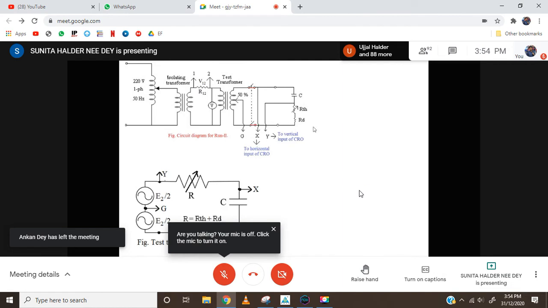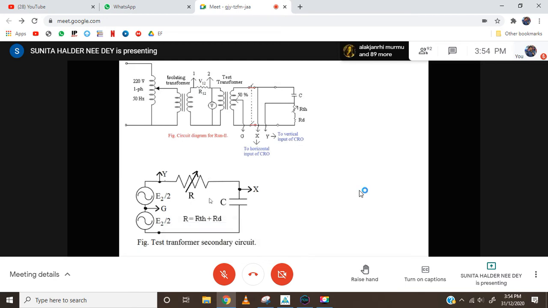Then this is the circuit diagram of run 2 that I have already explained. Now actually what is happening? This is actually a series RC circuit. So you see, if this is the circuit, then electrically we can draw the circuit in this way. Actually, this is an RC circuit.